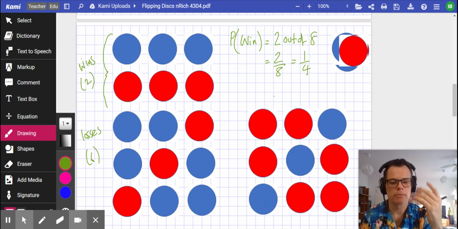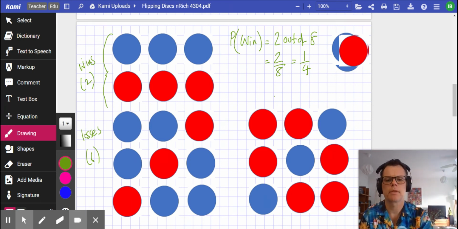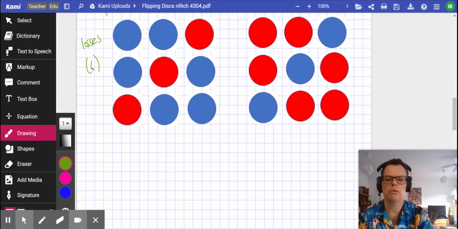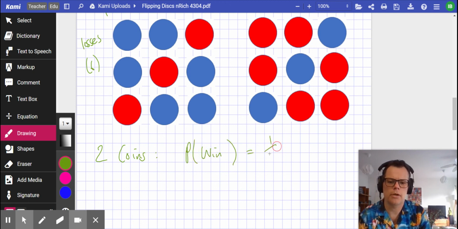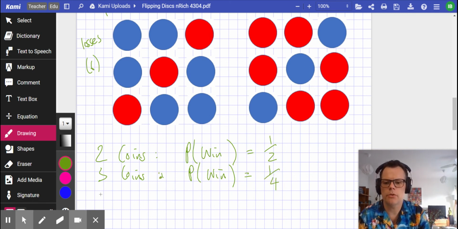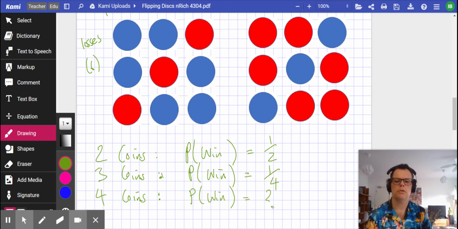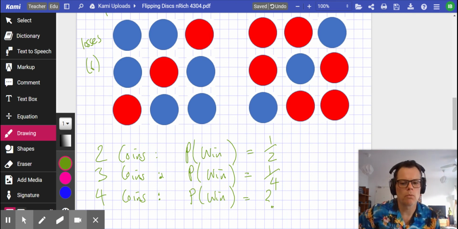So 4 coins. The probability of winning with 3 coins, let's have a look at it. The probability of winning with 2 coins, the probability of a win was a half. With 3 coins, the probability of a win was 1/4. So I'm just wondering, do you think you could predict, another amazing maths word, can you predict the probability of a win with 4 coins? Do you think you can predict a win with 4 coins?